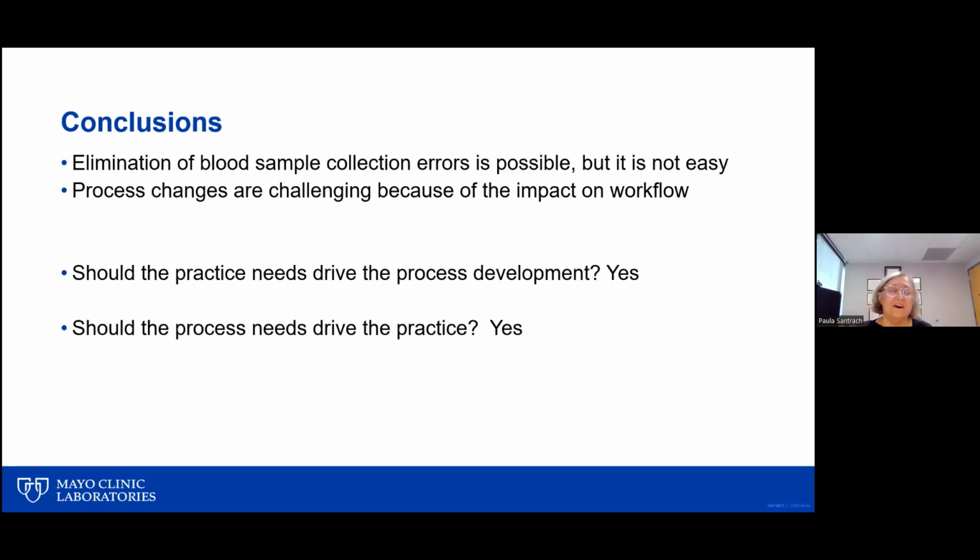There's always that elimination of blood sample collection errors is possible, but it's not easy. And the biggest problem with process change is the impact on workflow. You've really got to find the right balance for that. We always talk about, should the practice needs drive the process development? Well, yes. Should the process needs drive the practice? Well, yeah, it's both. It becomes a compromise in design. What would work best in your situation for the process and its impact on the workflow of folks.